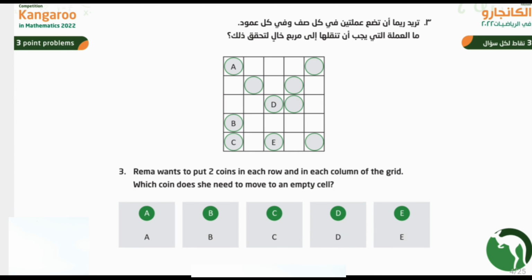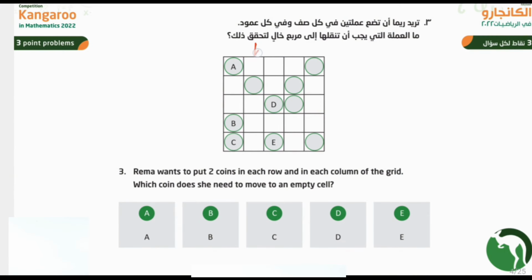In question number 3, Rima wants to put 2 coins in each row and in each column of the grid. Which coin does she need to move to any empty cell? Okay, so here if we look at the grid, we will have in this row 3 coins, and in this column we will have 3 coins. So what is the common coin between these two, the row and the column? C is the common one, so we need to move this coin to another place.